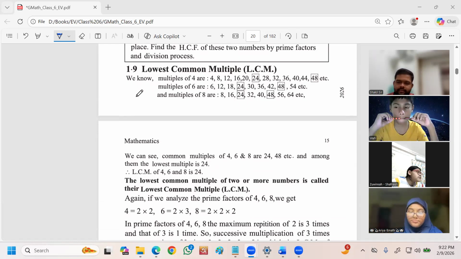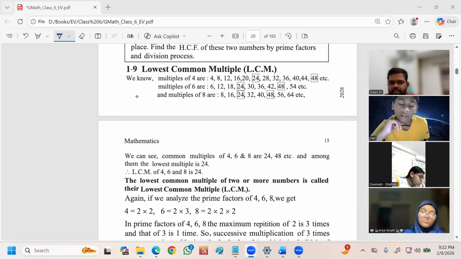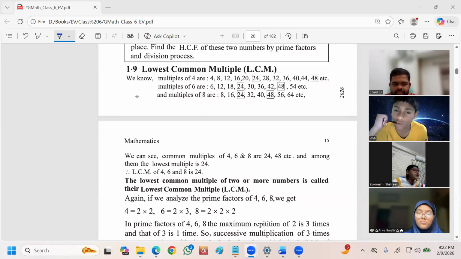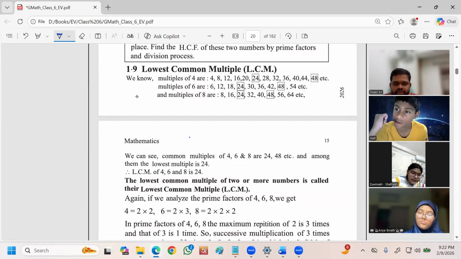What does it mean? Let's have an example first, then we'll understand the concept of lowest common multiple, because if you use an example, you understand it better. First of all, let's think about two numbers, which are 4 and 6. Now, 4 has a lot of multiples, like 4 times 1 equals what?